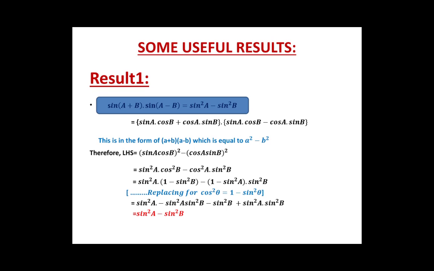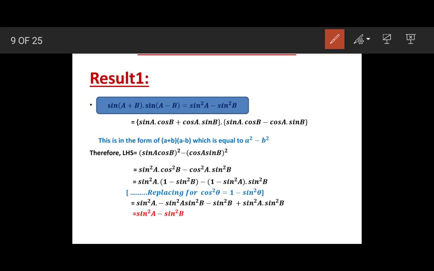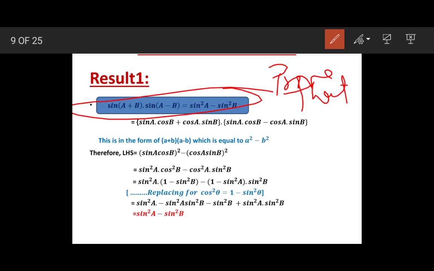So the first result says that sin(a plus b) into sin(a minus b) is equal to sin square a minus sin square b. So actually this will come like this. Prove that sin(a plus b) into sin(a minus b) is sin square a minus sin square b. Okay. So now let's see the proof for this.